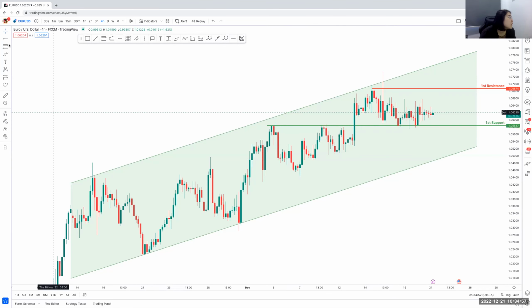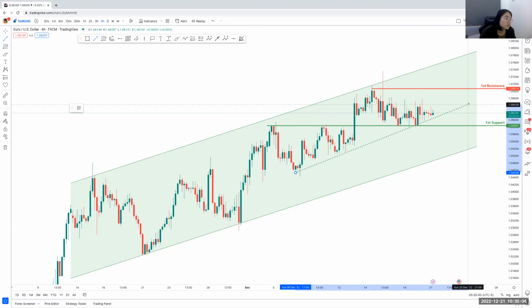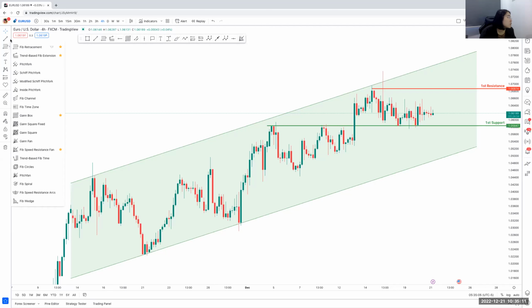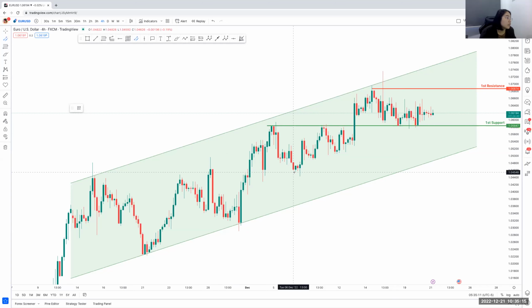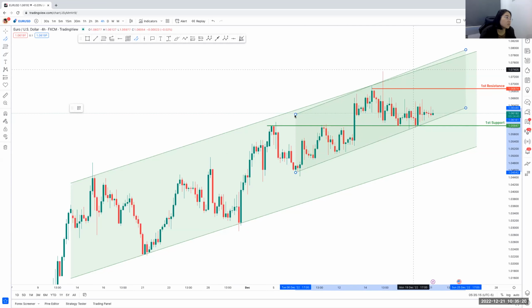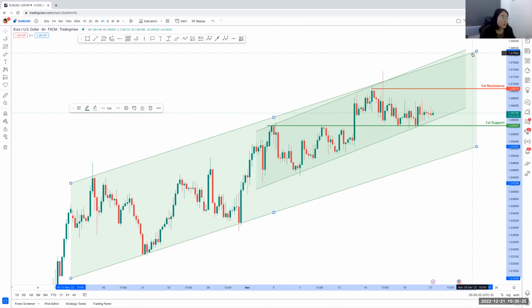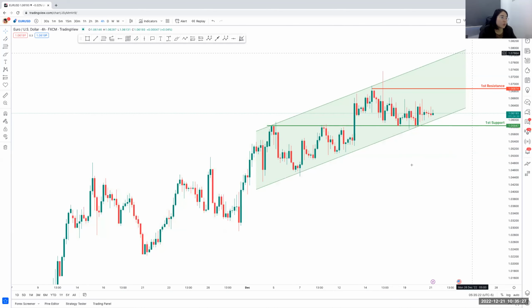Okay, so one more thing I do notice is that there is a smaller channel here. I'm going to bring that in because this may be a possible movement for EUR/USD. Do you see that there is a smaller channel moving here? I'm going to get rid of this and we're going to focus on the smaller channel here.